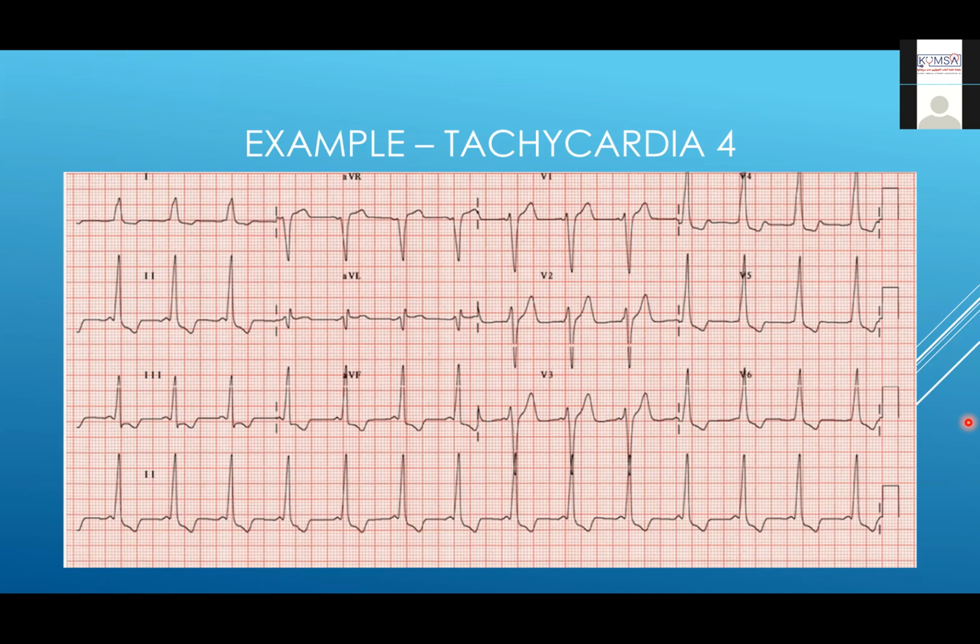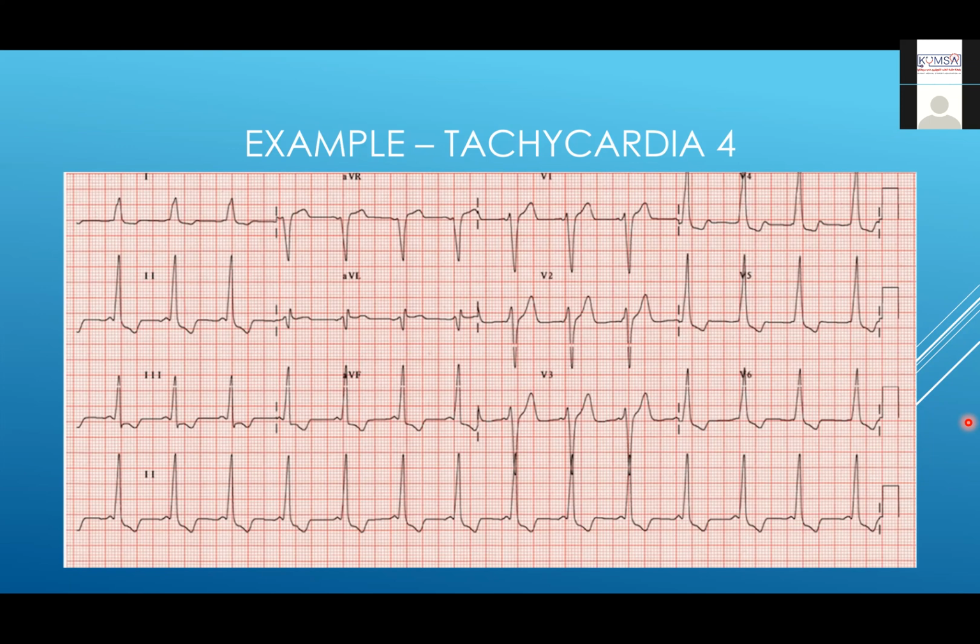So how many boxes in the RR interval? 1, 2, 3. Yeah, 3 boxes and a half. So 300 divided by 3.5, that's probably 85. Yeah, so it's normal. Okay, so normal rate.